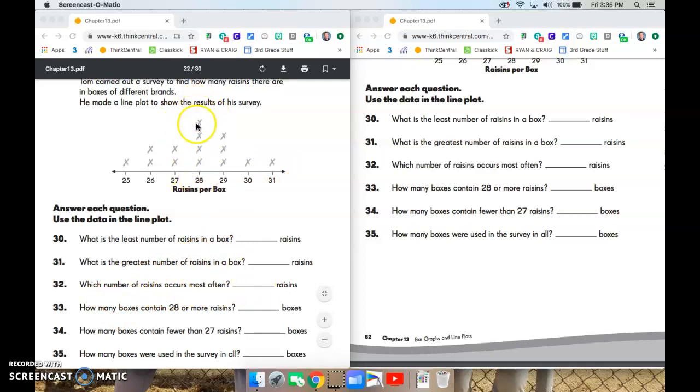That's the highest number here, which is 28. I see 1, 2, 3. There's 4 boxes there. How many boxes contain 28 or more raisins? So there's the 4, 5, 6, 7, 8, 9.